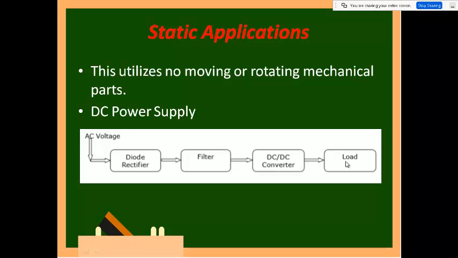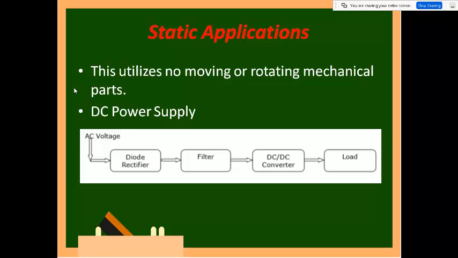Directly you can give it to a DC load, or if you want you can convert it into an AC load, where you insert a block called an inverter here. And this is entirely what we call static, because there is no moving part in it. And for this application of static, we call it DC power supply. So DC power supply is a static application of power electronic devices.